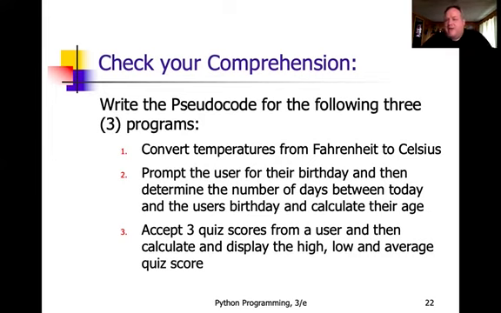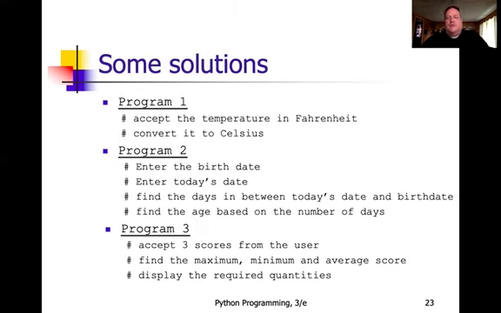You might even do a little math, display their age in days, display it in months, display it in years. You could do any math you want to once you have the number of days, right? How about if you prompt the user for 3 quiz scores and then calculate and display the highest score, the lowest score, and the average score? So let's look at some solutions to these 3 problems.